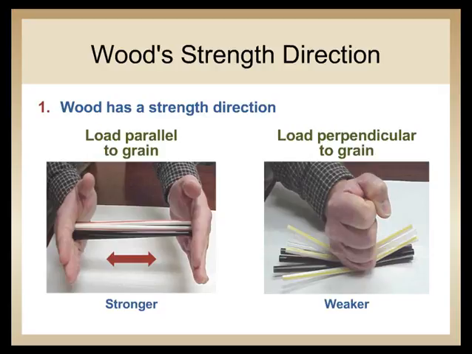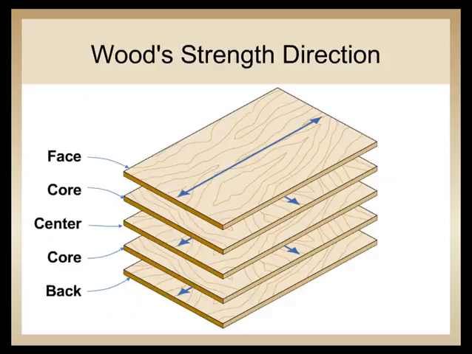And we take this same bundle of straws and provide a load perpendicular to it, as shown on the right hand side, and we see that it's much easier crushed. So you want to avoid that tension perpendicular to grain loading with the products. Even as they're manufactured, they take this into account to maximize the strength and minimize the weakness.